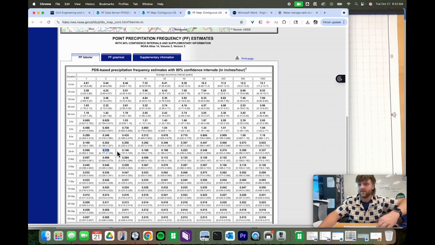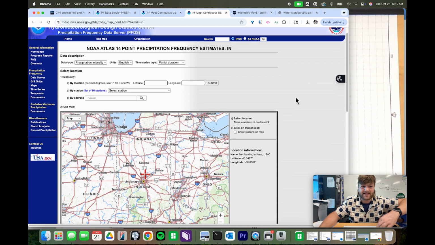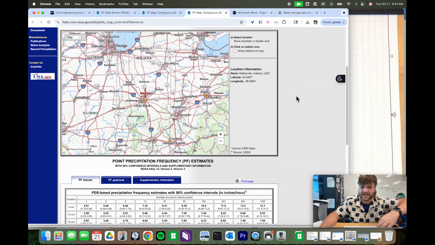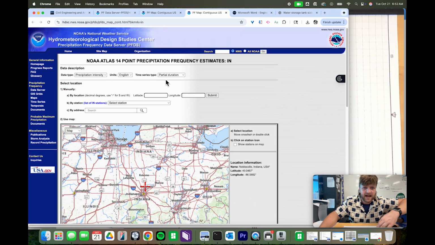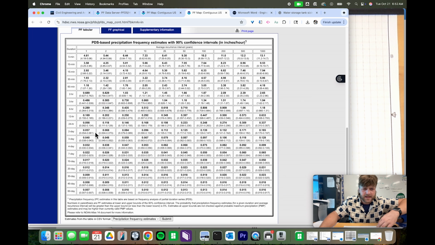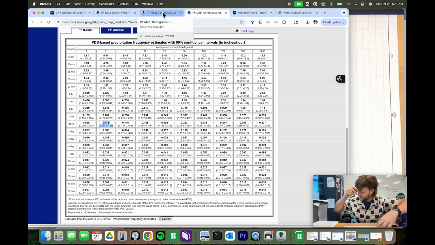And so this is where you want to be very, very careful, especially throughout the entirety of this activity, that you are ensuring that you're selecting the precipitation intensity anytime you're trying to get I. Additionally, you should also have the partial duration there. And so we end up finding this I value, which is 0.118 inches per hour. So that's our rainfall intensity.